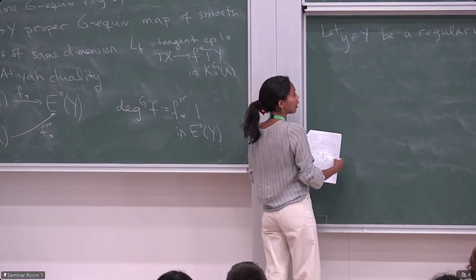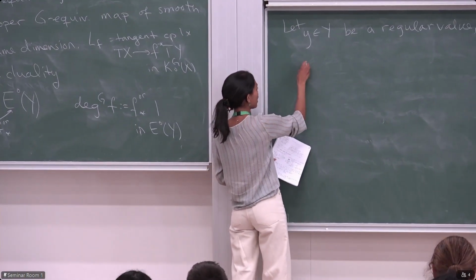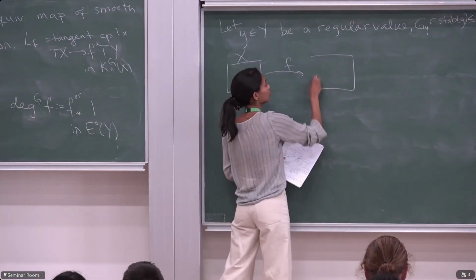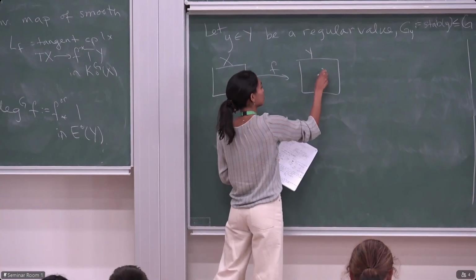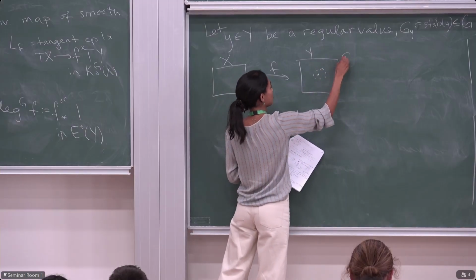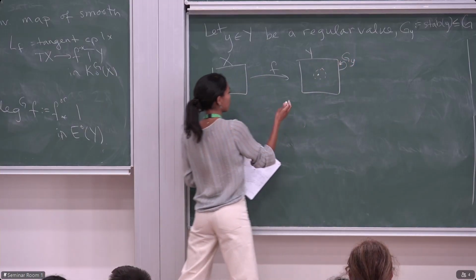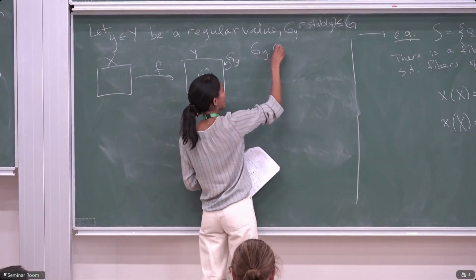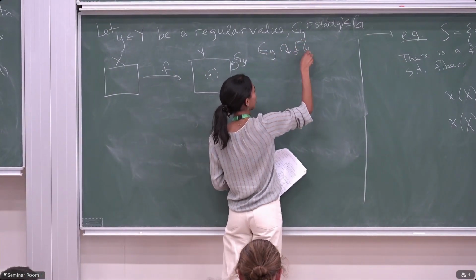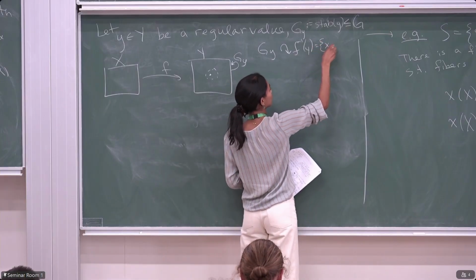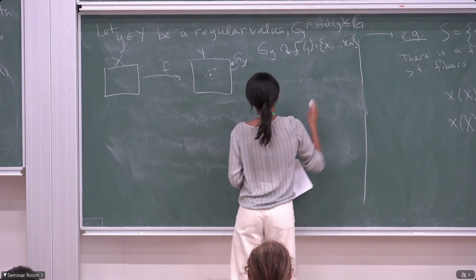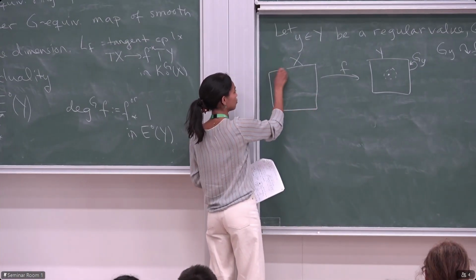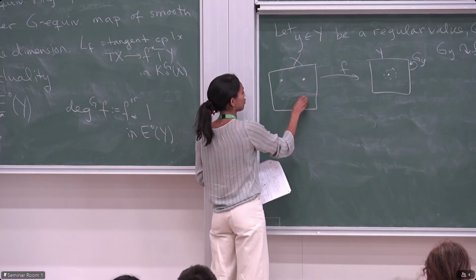So now, let's draw the same picture again. Here's x, here's f, here's y. So now, the stabilizer of y acts on, of course, y, and it also acts on the set of points in the preimage of y. Potentially non-trivially. So you've got a bunch of points in the preimage.